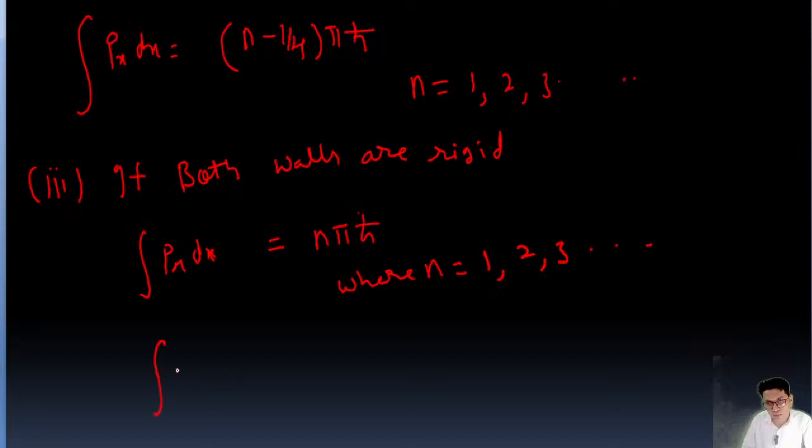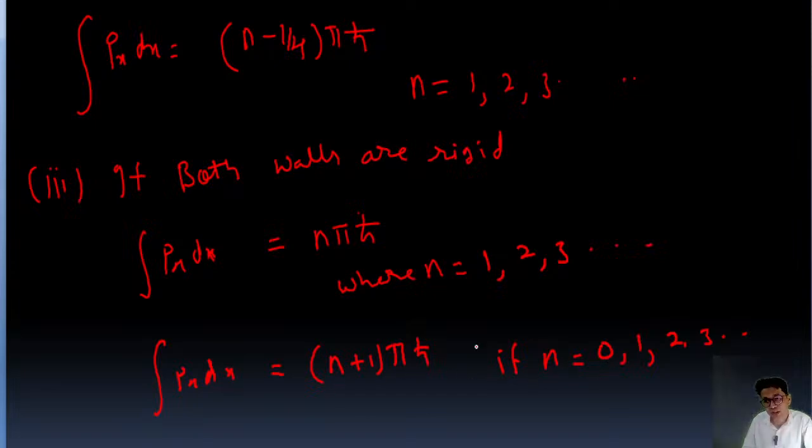Okay, and this value of the integral of p dx is n plus 1 pi h cut if n starts with 0. This is the case of the harmonic oscillator, and this is the case of the infinite 1D potential box. So these are the different cases where both walls are rigid: n pi h cut when n starts with 1, 2, and n plus 1 pi h cut when it starts with 0.